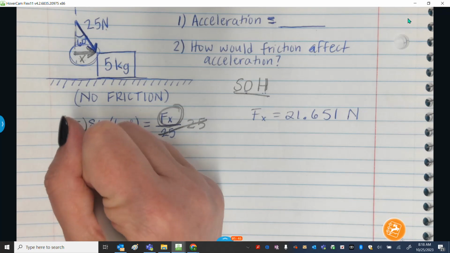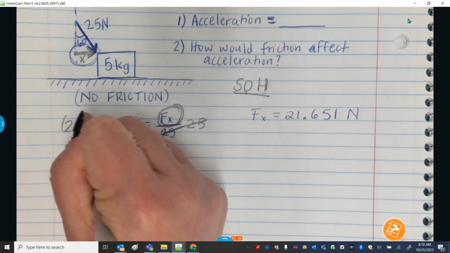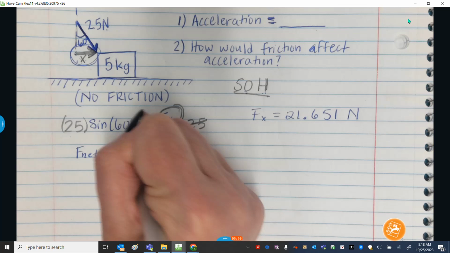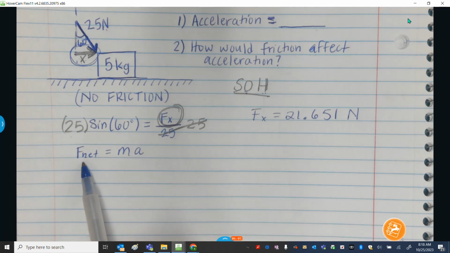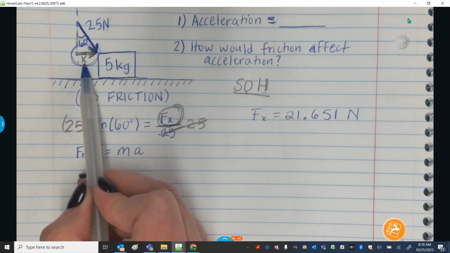So I'm going to go back to this equation, F net equals m times a. Again, vertically I don't have a net force. It's 0 because vertically everything's going to cancel. This box is accelerating across the surface, not up and down. So again, the only thing that makes up my net force is going to be this one force. If I had friction, I would need to include it, but I don't.